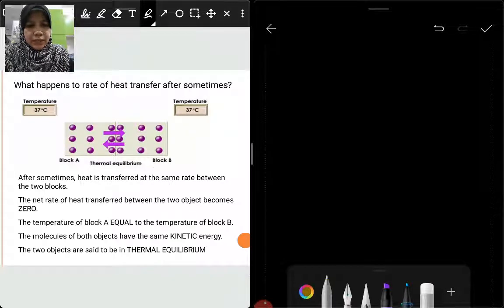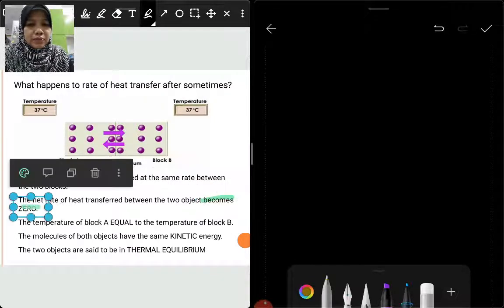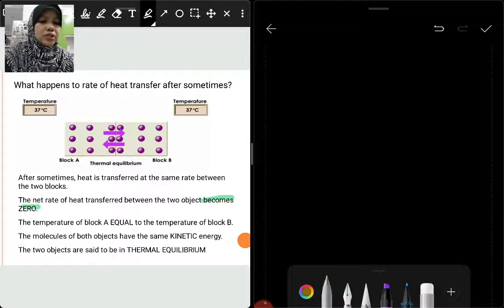Look at the explanation here. The net rate of heat transferred between two objects becomes 0. That means there is no more transfer of heat between the two substances. This condition is called thermal equilibrium. That means both objects that are in contact reach the same temperature.